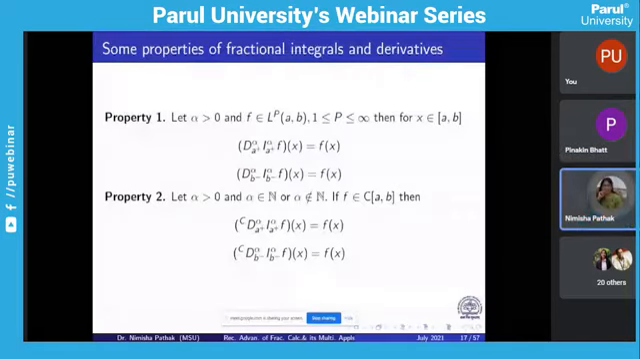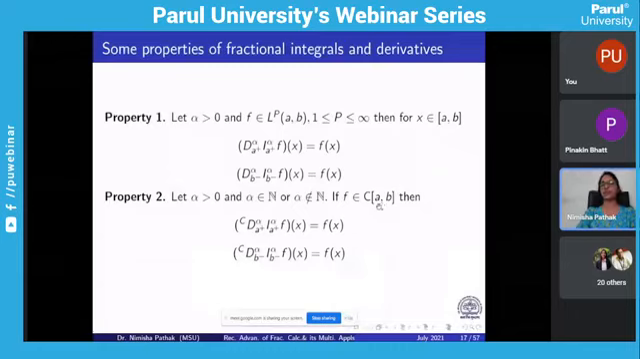This is for the Riemann-Liouville derivative and this is for the Caputo derivative. But in this case, you notice that the function should be in particular spaces. Then and only then this will be possible. So here f belongs to L^p of (a,b). And here f belongs to C of (a,b), meaning the space of continuous functions.